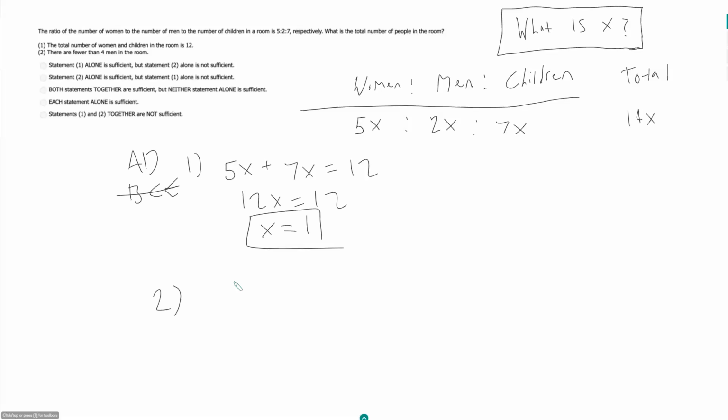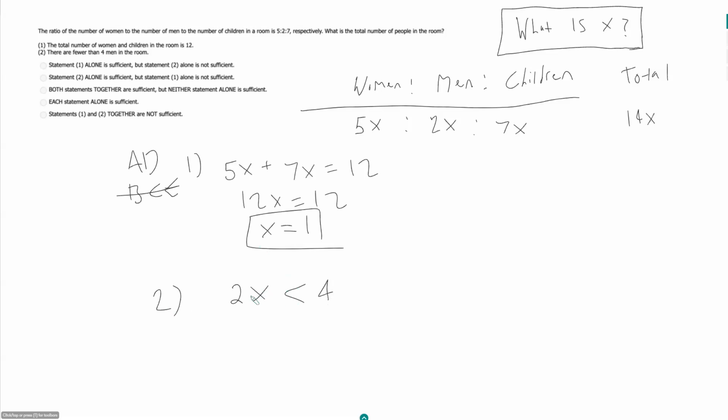So what does this mean? 2x is less than 4. You've got to think about a couple of things here. Remember, we cannot have partial people. So it might seem like, oh, there are still infinite values for x here, but no, this is a real world situation. So what are the possible values for x?